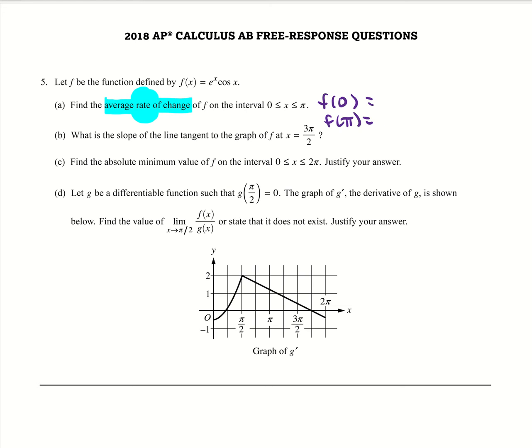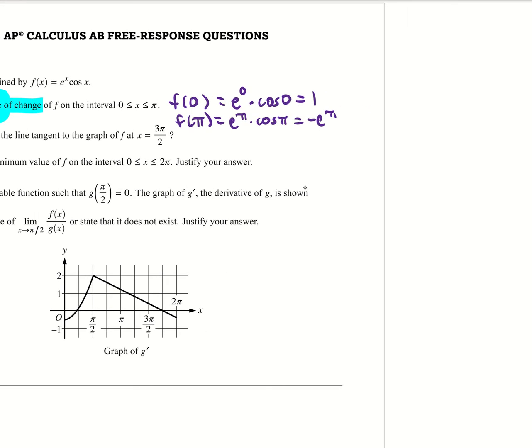So if we calculate f of 0, that's e to the power of 0 times the cosine of 0, which is 1 times 1, which is 1. F of pi would be e to the pi times the cosine of pi. Well, the cosine of pi is -1, so this is negative e to the power of pi. If I then do the slope with this, I would have negative e to the power of pi minus 1 over pi minus 0. You could leave it like that. You could also have these with the exact opposite signs if you'd like.